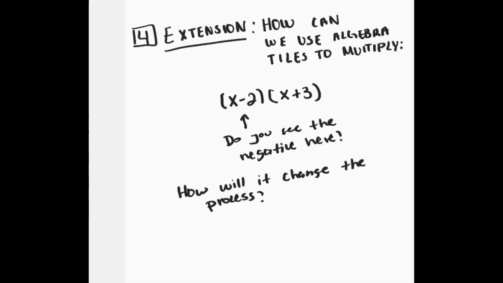Now we can go to box number 4, which is the extension. How can we use algebra tiles to multiply x minus 2 times x plus 3? Do you see that we have a negative here? It's right here. How will it change the process? Now you have to think this one by yourself. You have to think how this negative is going to change your tiles.